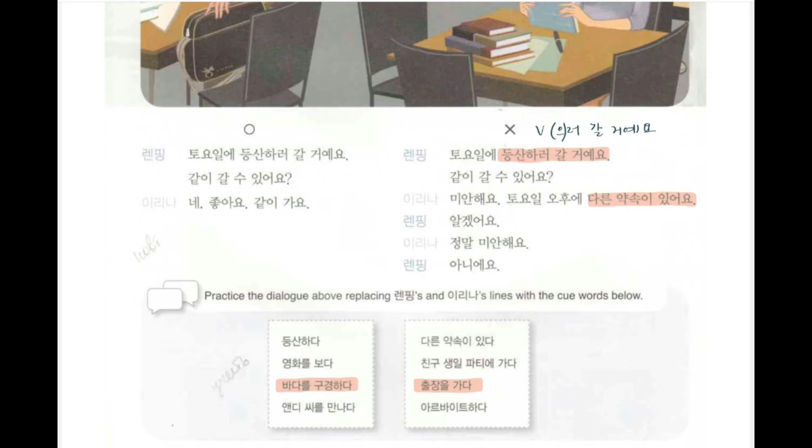자, 그럼 how would you conjugate? 렌핑 should say 토요일에 바다를 구경하러 갈 거예요. 오케이? 자, 그 다음에 이리나 when she makes an excuse 어떻게 말해요? 토요일 오후에 출장을 가요. Done? 자, 제가 렌핑 할게요. 여러분이 이리나 하세요. 자, 시작.